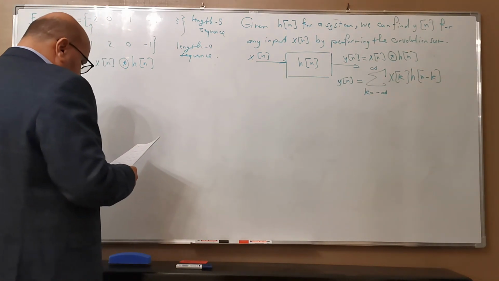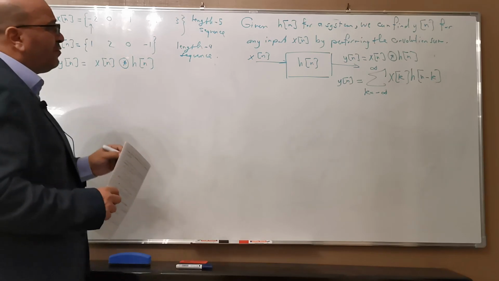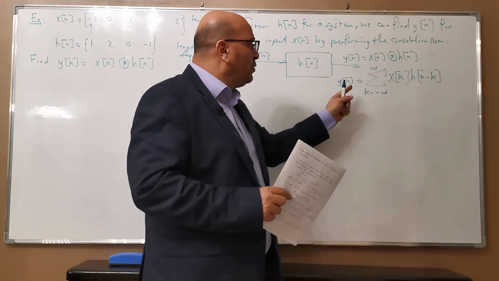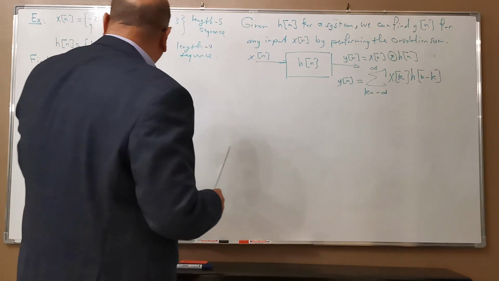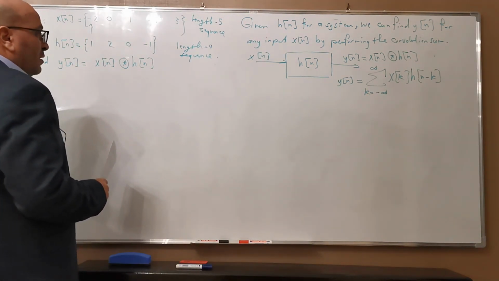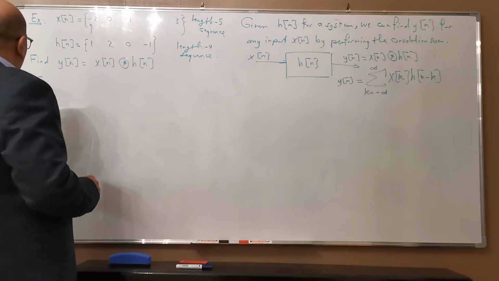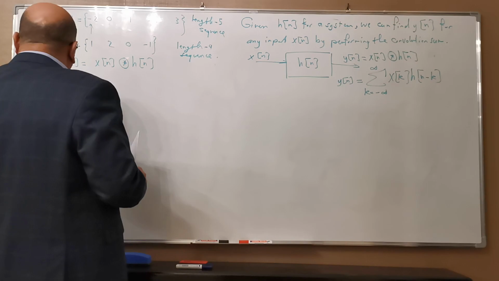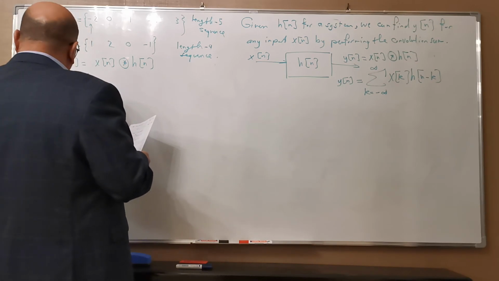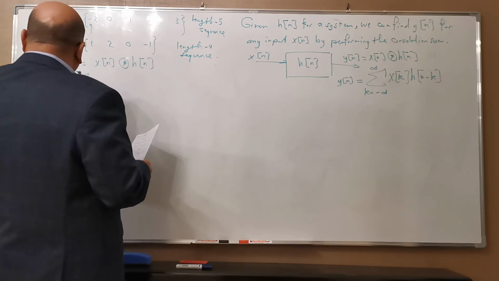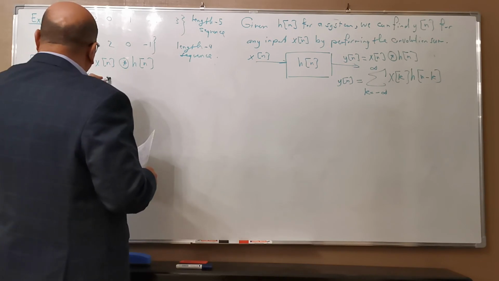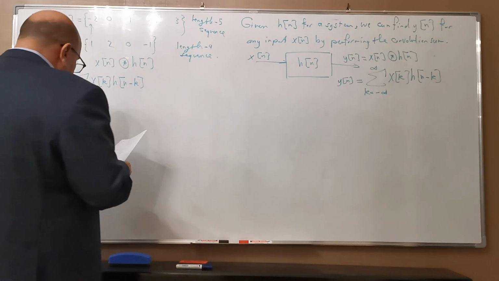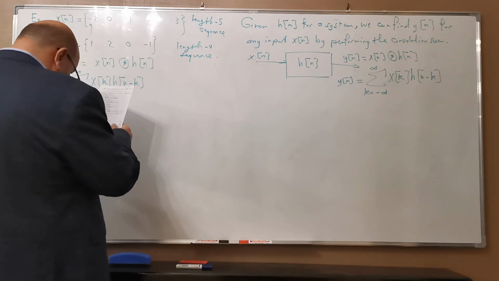Okay, to do this, I'm going to perform this in more than one way. The first way that I will do it is I will do the summation exactly. I'm going to go with the mathematical solution. So y of n is equal to summation from k equals minus infinity to infinity, x of k, h of n minus k. Okay?